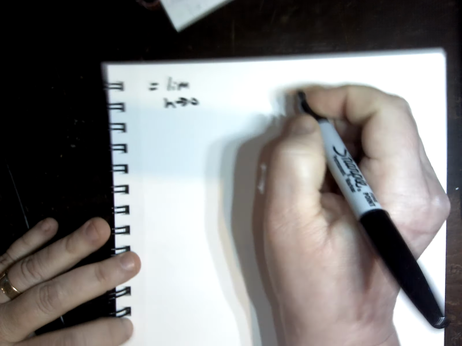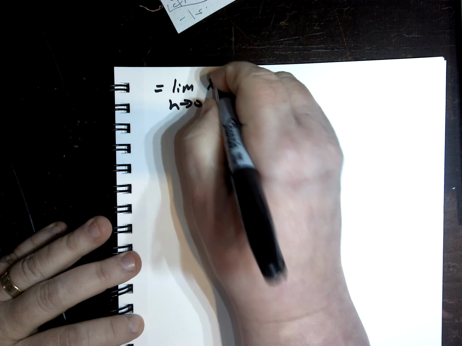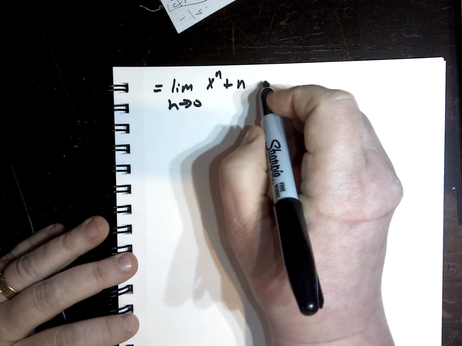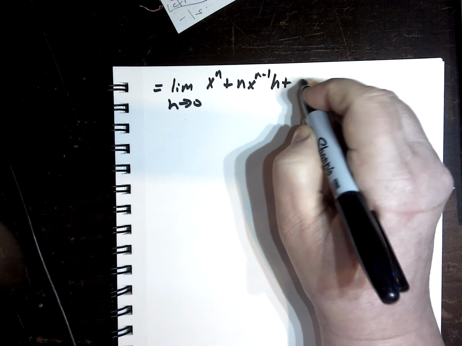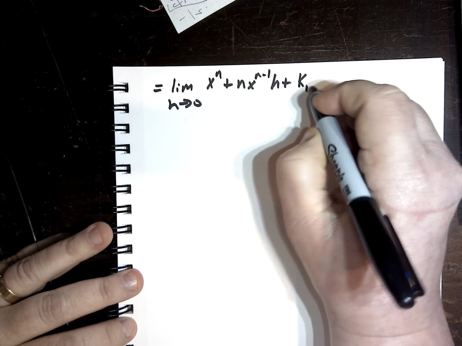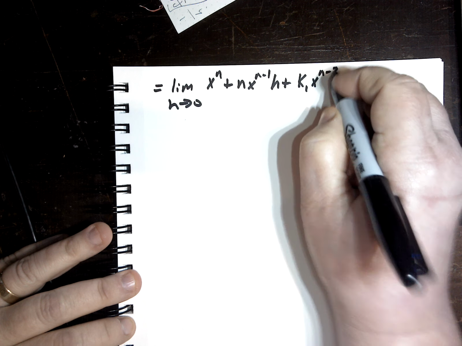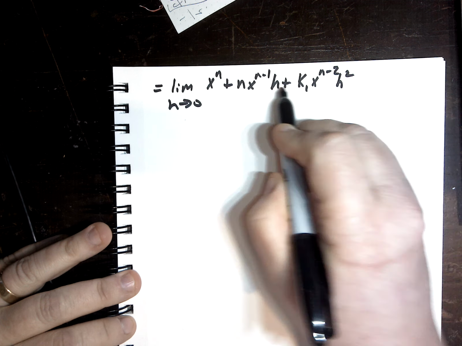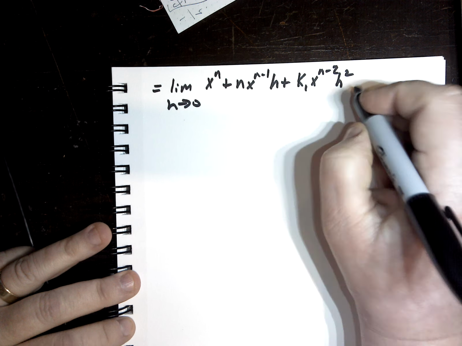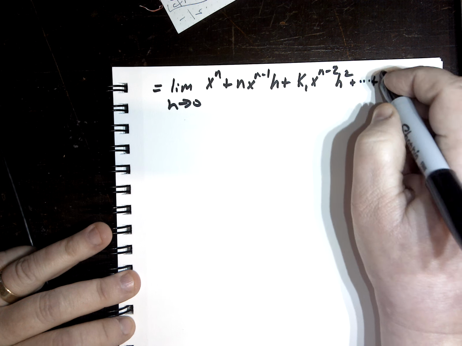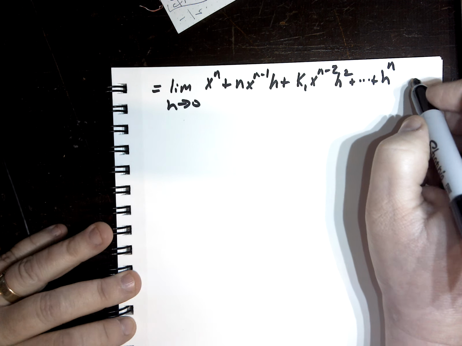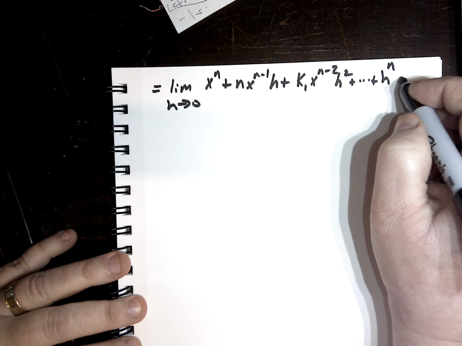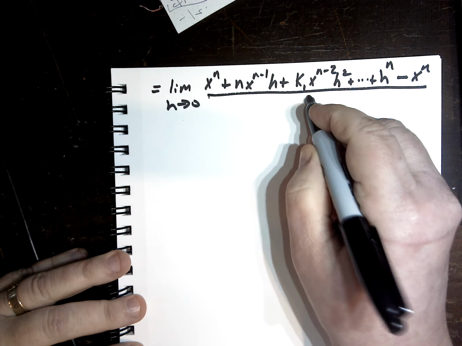Okay, so x plus h to the n, I'll have x to the n plus n times x to the n minus 1 times h, plus that coefficient that I didn't really care about, I'm going to call it k1, x to the n minus 2 times h squared. Notice the powers of h are going to keep going up until finally I get to h to the n for the expansion. And then to do my derivative formula, I have to subtract x to the n, and that's all over h.